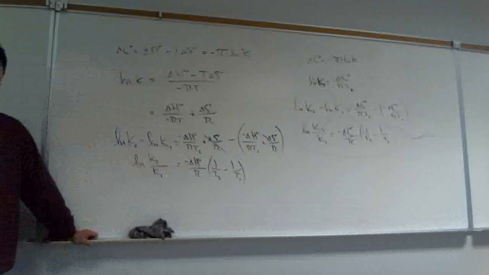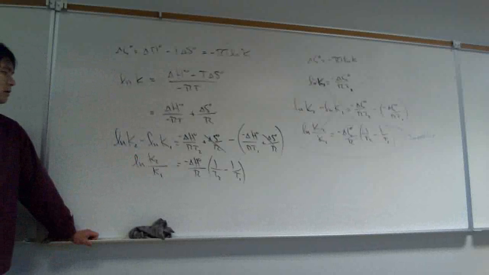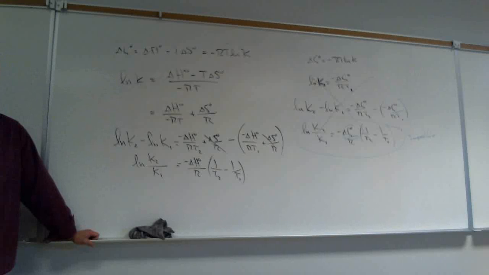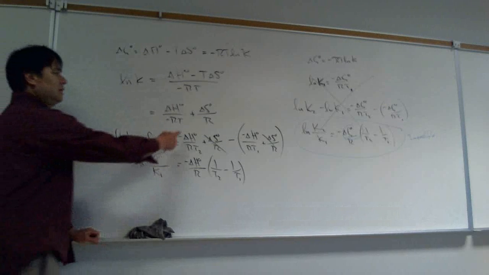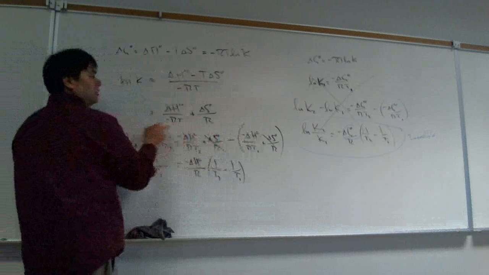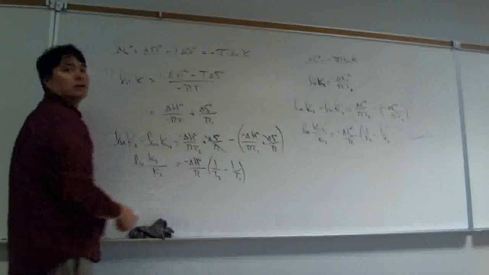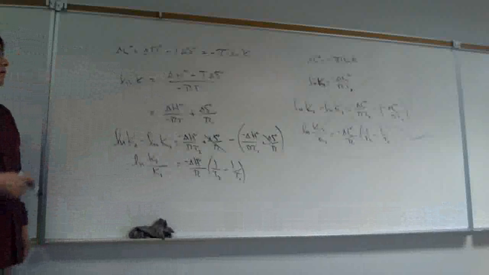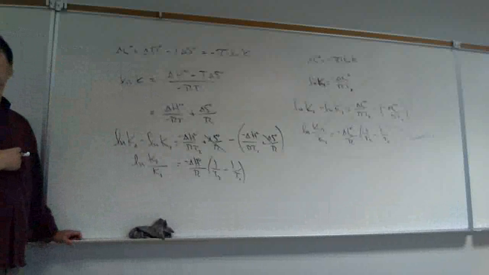Wouldn't it be plus 1 over T1? I'm sorry? Wouldn't it be plus 1 over T1? No. But the delta H is negative, and you distribute the negative sign in the front. Oh. No, you factor out delta H. Yeah, I factored out the negative delta H, so it's still minus 1 over T1.